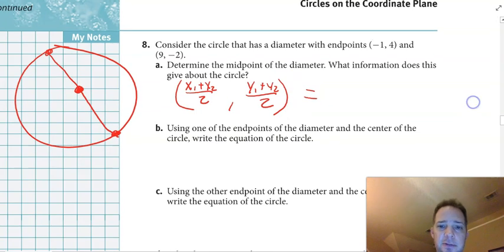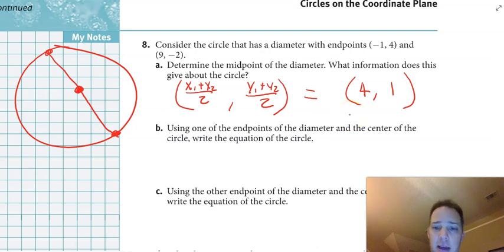So 8, I get 4, and 2, I get 1. So that is the center of the circle. The midpoint is the center, so yeah.